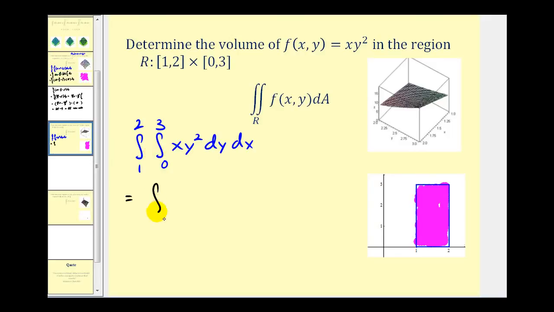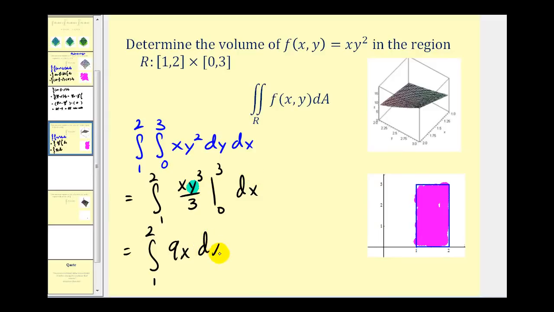So we'll first integrate with respect to y. Treating x as a constant, we'll have xy to the third over 3. We evaluate this in our limits of integration, and then integrate with respect to x. And again, because we integrate with respect to y first, we're replacing y with 3 and y with 0. So when y is 3, this is going to end up being 9x. And then when y is 0, it'll be 0.